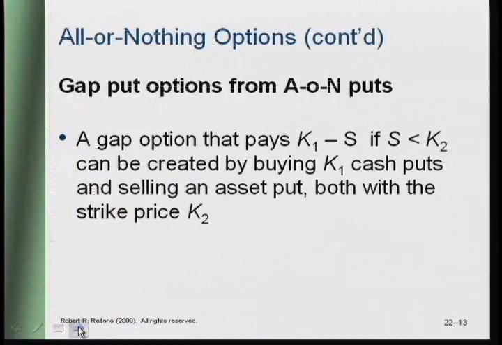In a put, it's exactly the same thing. A gap put option pays K1 minus S when S is less than K2. Again, it's an obligation that that payment is made or received. There's no optionality in this. And once again, what we want to do is we want to be long in order to receive K1 dollars. We want to be long K1 cash puts with a strike of K2. And we want to be short one asset put, again, with a strike of K2. K2 is what identifies or defines the event of payment.